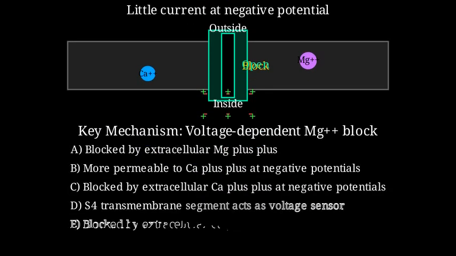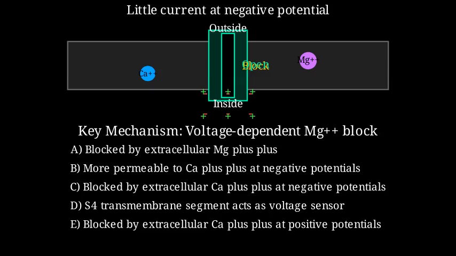Now, let's return to the answer choices. The correct choice is option A, blocked by extracellular magnesium. The other options describe calcium block or a voltage sensor segment, which are not the primary mechanism for NMDA receptors.